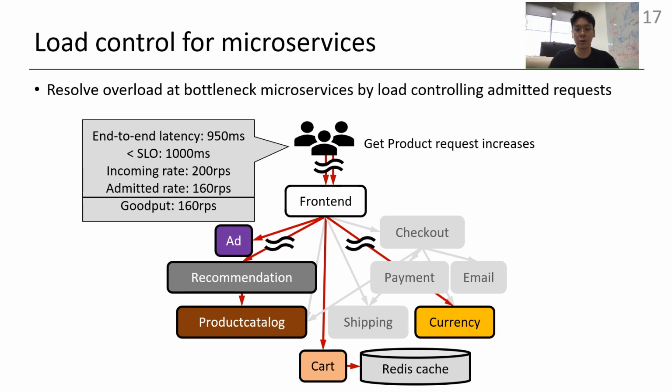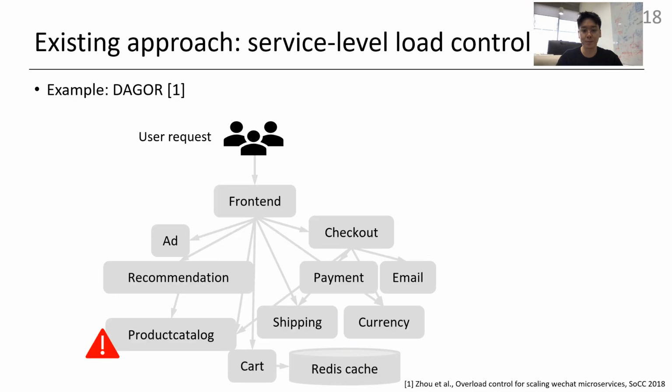With appropriate load control, we can prevent such goodput degradation. Load control will shed admitted requests according to current resources and services. For example, when we admit requests at a rate of 160 RPS, their end-to-end latency would satisfy the SLO, resulting in a goodput of 160 RPS. Then, how does existing work perform load control?